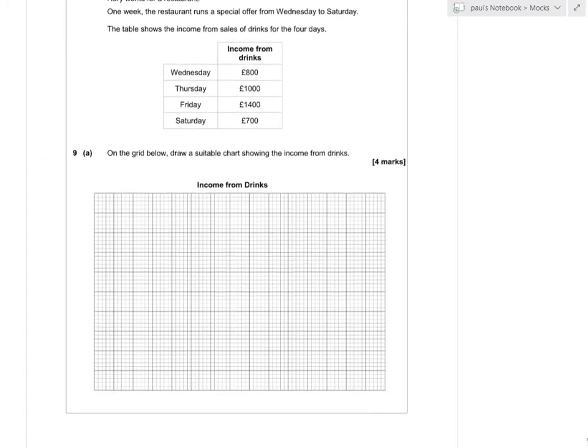Section B. Right. A restaurant has a special offer from Wednesday to Saturday. The table shows the income from the sales of drinks for the 4 days. Make a chart. Okay, so on the bottom we're going to have days.